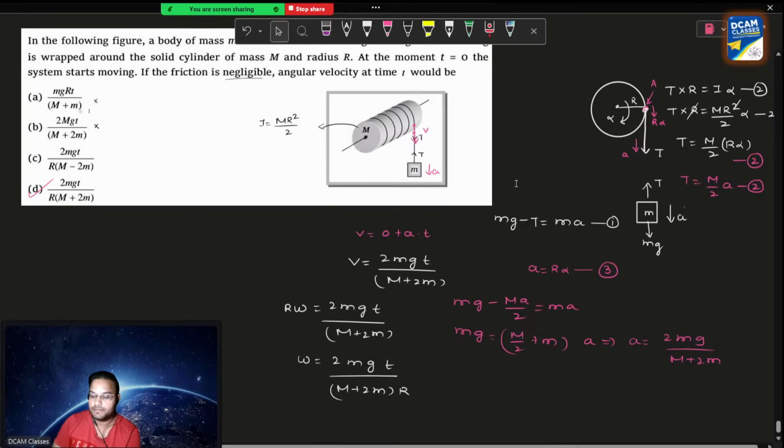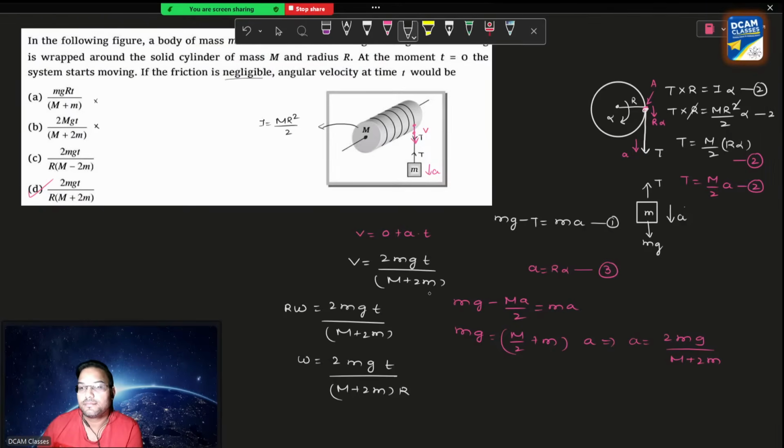So you've got the idea, na? What about Haripriya? Sir, I didn't form A is equal to R alpha, and I was just keeping T as M by 2. A is equal to R alpha is the critical one, because using that only you'll relate R alpha with the acceleration. Then only you'll be able to solve it properly.